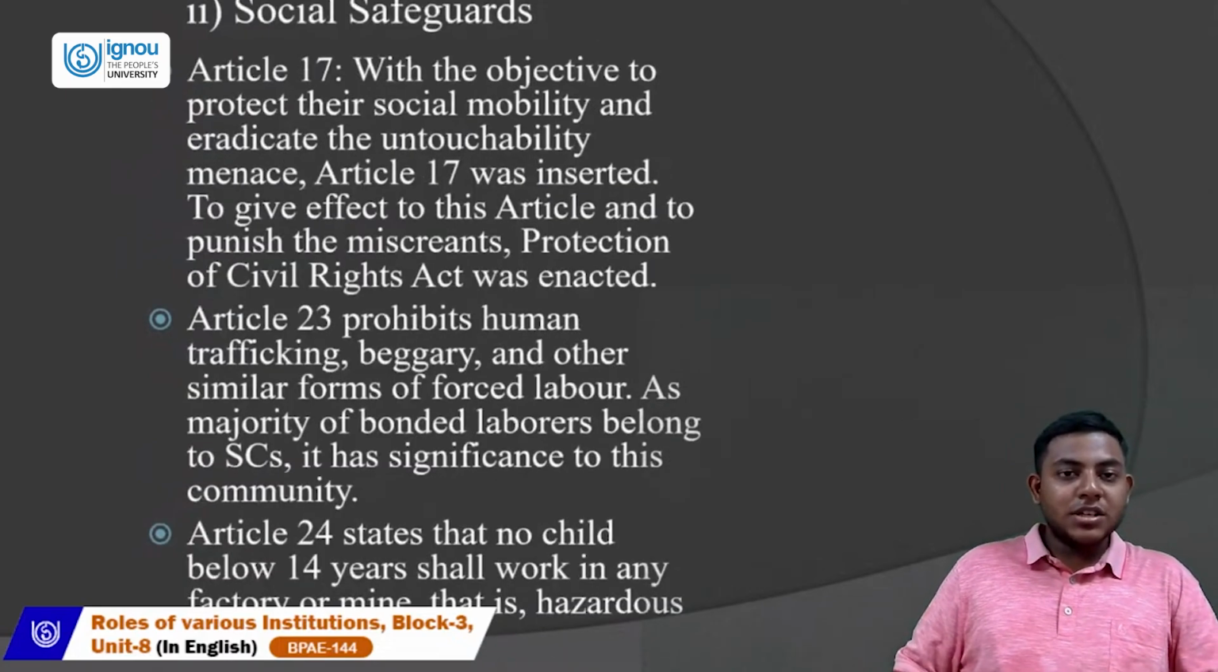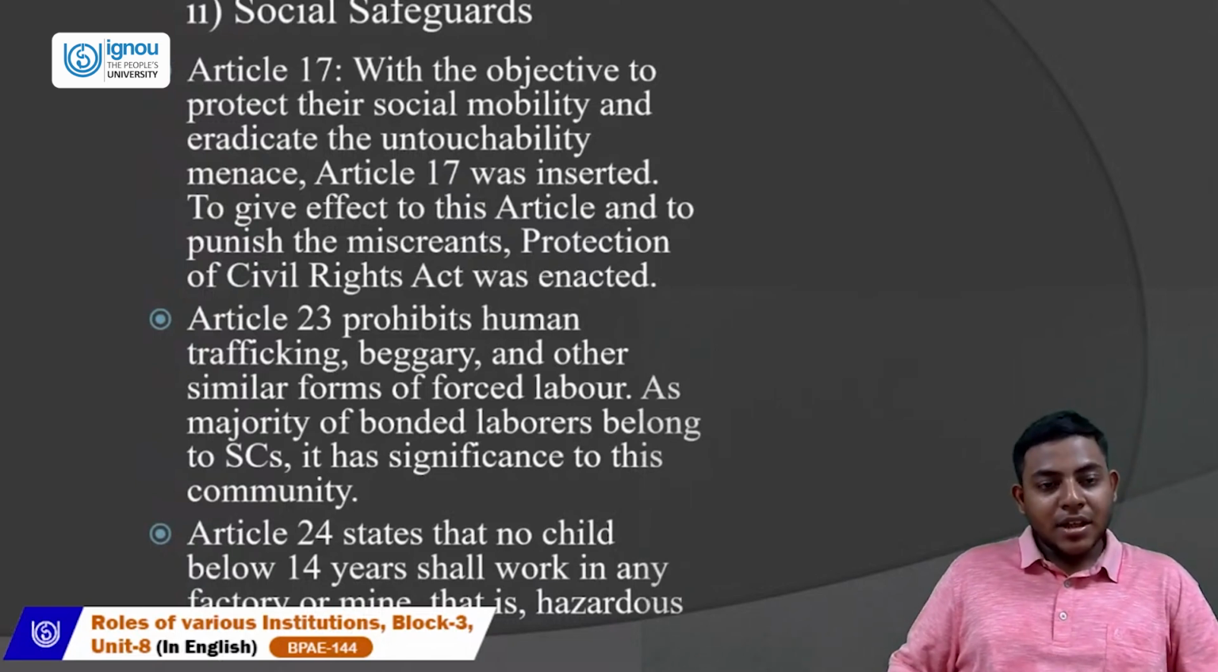Also, there are certain social safeguards as well. Article 17, with the objective to protect their social mobility and eradicate the untouchability menace, was inserted. To give effect to this article and to punish the miscreants, the Protection of Civil Rights Act was enacted. Article 23 prohibits human trafficking, beggary, and other forms of forced labor.